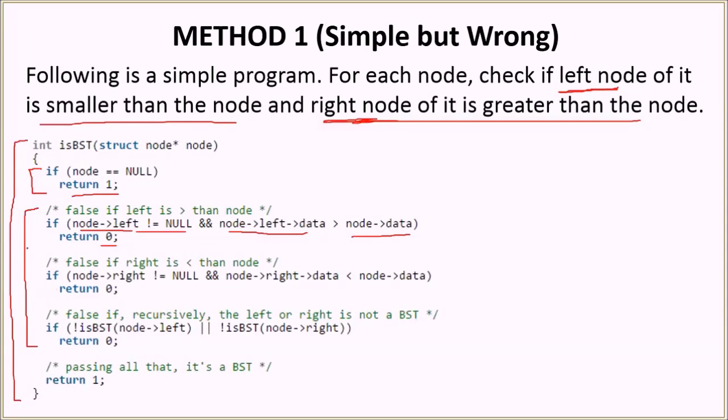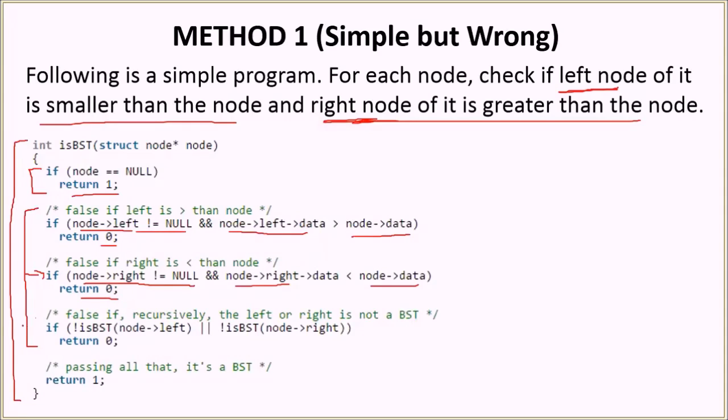Similarly, we have the second condition here where we are again doing the sanity check for the right node, that it should not be equal to null. And then we are checking that if it's not equal to null, then in that case, if the data of the right node is smaller than the data of the current node, then we are going to return false, that is 0 in this case.